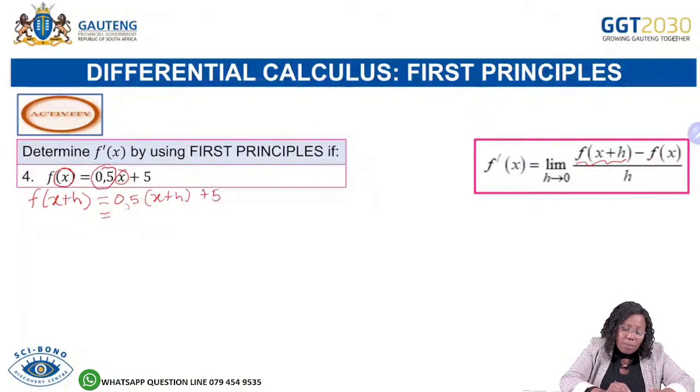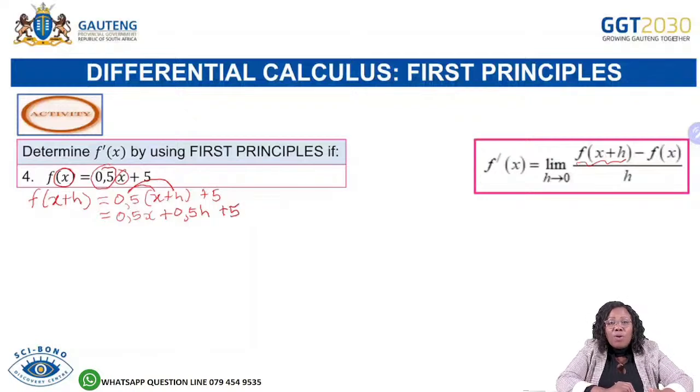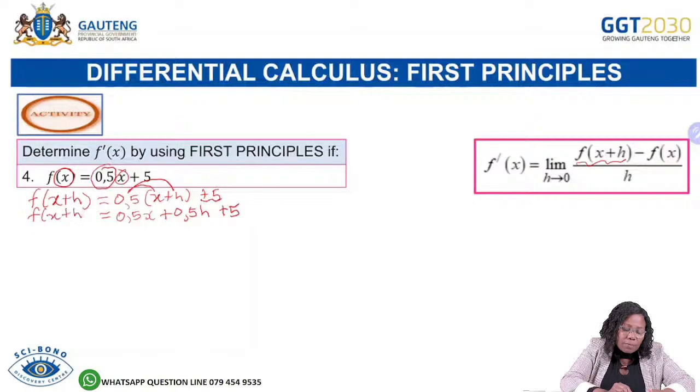And then we multiply by the distributive law. It will be 0,5x, and then 0,5 times h is 0,5h. And then this 0,5 is not affecting the 5, because that 5 is not part of the bracket. So it will remain plus 5 there. You cannot, grade 12, multiply 0,5 to that one because this 5 is not inside the bracket. So that is our f at x plus h.